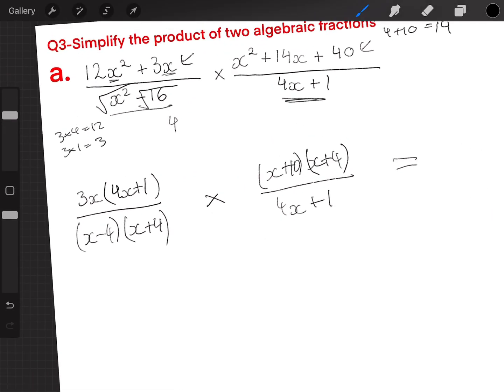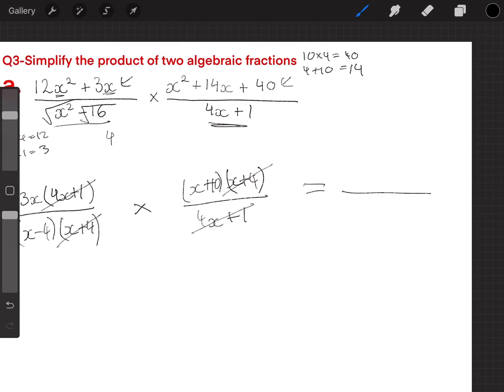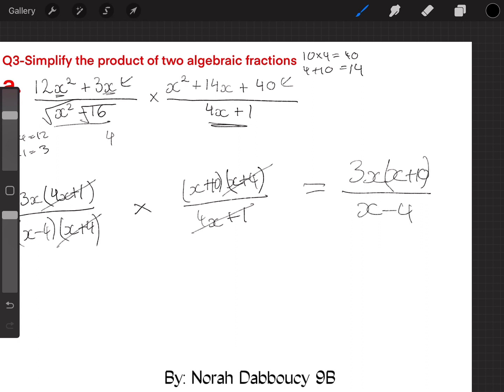Now we'll do the crossing out and simplifying. So x plus 4, get rid of those two. There's also 4x plus 1 and 4x plus 1. Now we have to merge the fractions together, so 3x, and then brackets x plus 10, and below it will just be x minus 4.